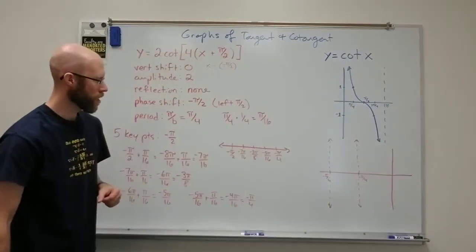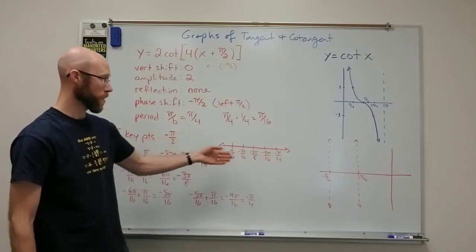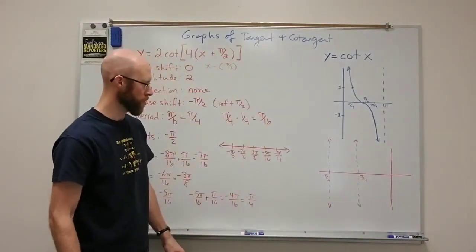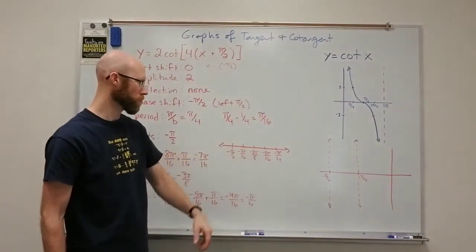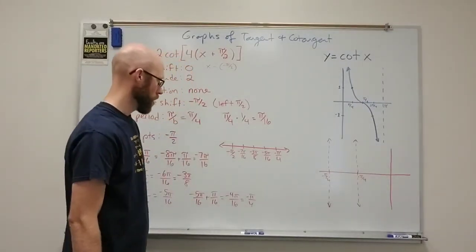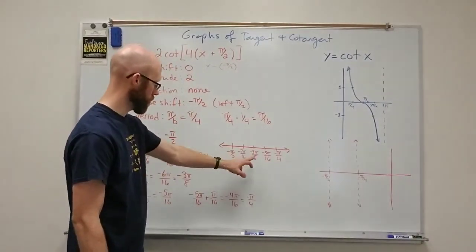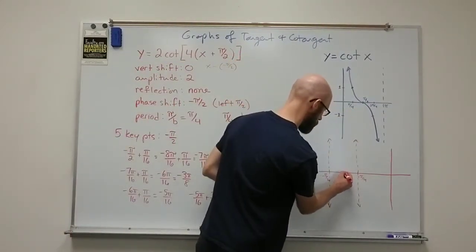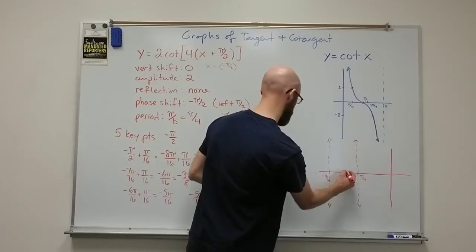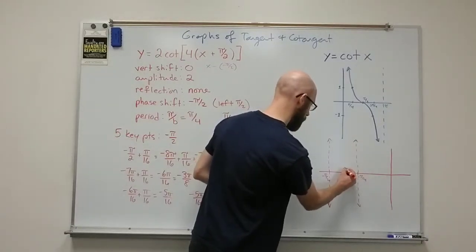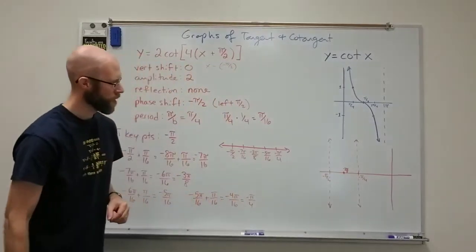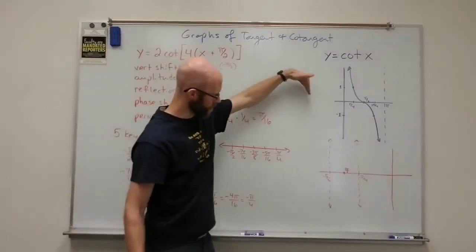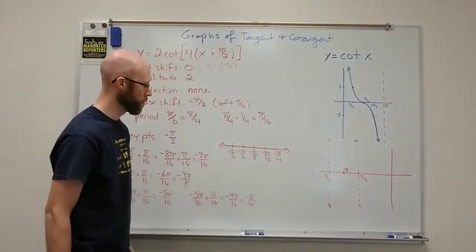Okay. And then what's nice about that is that I'm going to have another vertical asymptote on the origin, and every pi over 4 multiple, I guess, going out. Okay, so now I know that my middle point on the cotangent is going to be an x-intercept, and that's going to be at negative 3 pi over 8. Okay, and because I don't have a reflection, I know my graph is going to be decreasing over that interval.